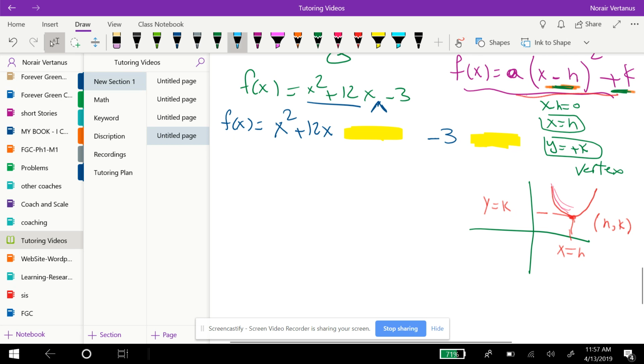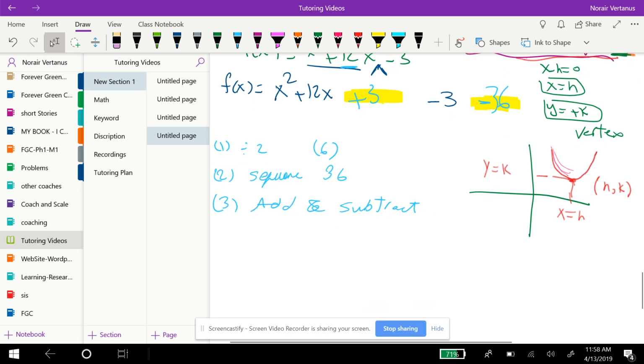And what is that number? Again, like before, you look at this number, 12. First step: divide by 2, and you get 6. Second step: square it. 6 to the second power is 36. Third step: add and subtract. So add 36 and subtract 36, just like that. Cool, we're done.